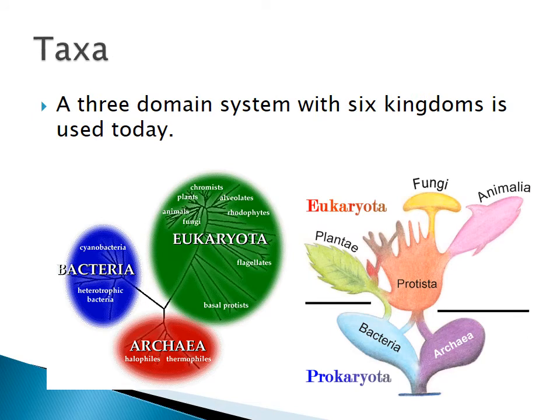Today we use a 3-domain system, and within those 3 domains there are 6 kingdoms. One of the domains is bacteria, and all of the bacteria domain falls into the kingdom of bacteria. Then there's the archaebacteria, that's another domain, and all of the archaebacteria falls into the kingdom archaea. Now, it's important to understand that both of those are prokaryotic. All bacteria are prokaryotic cells. Then we have the last of the 3 domains, eukaryota, and those are all the eukaryotic cells. So that's your plants, that's your animals, your fungus, and your protists.